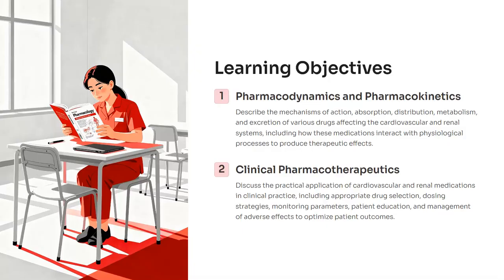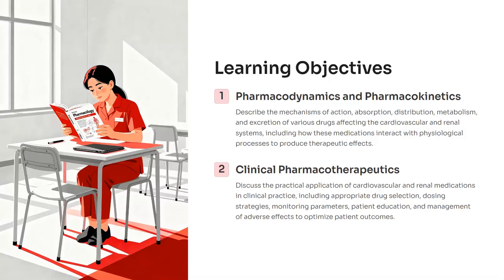So we're going to learn about the pharmacodynamics and the pharmacokinetics. You'll be able to describe the mechanisms of action, absorption, distribution, metabolism, and excretion of different drugs that affect the cardiovascular and renal systems, including how those medications interact with the physiological processes that produce therapeutic effects.